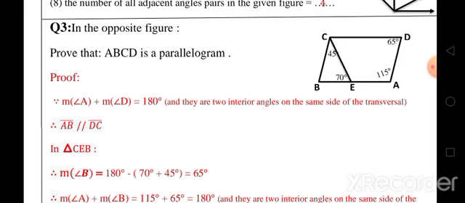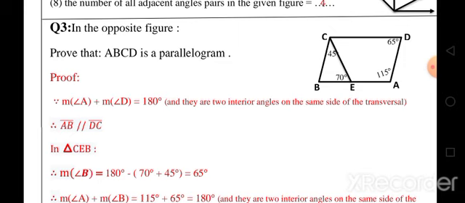Look at triangle CBE. Measure of angle BCE equals 45 degrees and measure of angle CEB equals 70 degrees. What about angle B? It's so easy. We know that the sum of the measures of the interior angles of a triangle equals 180. So we can find the measure of angle B by writing 180 minus (45 plus 70) equals 65.